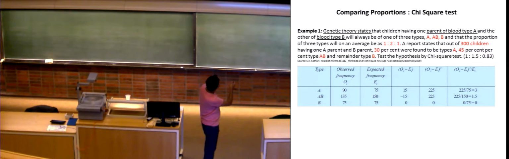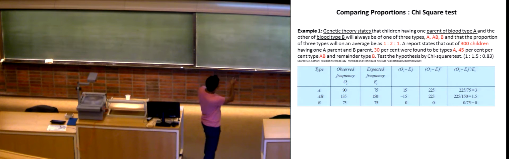We have seen that 30% of the 300 is 90, then 45% of 300 is 135, and the remainder would be 75, right? Expected. How did I get expected? Expected is this one, because this is the hypothesis according to genetic theory. So this is my expected frequency. If I want to divide 300 children into 1 is to 2 is to 1, how would I divide? I would divide in this way: 75, 150, 75, right?